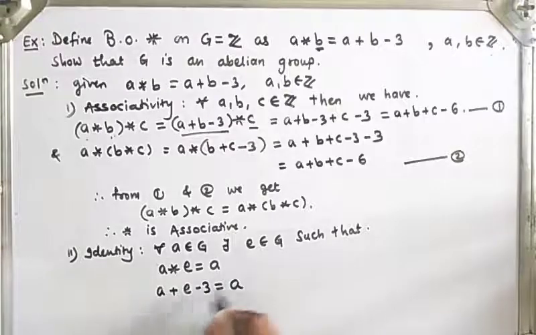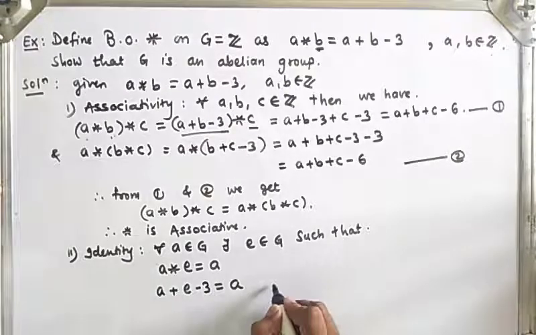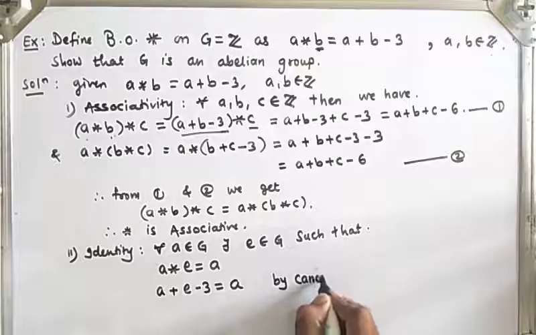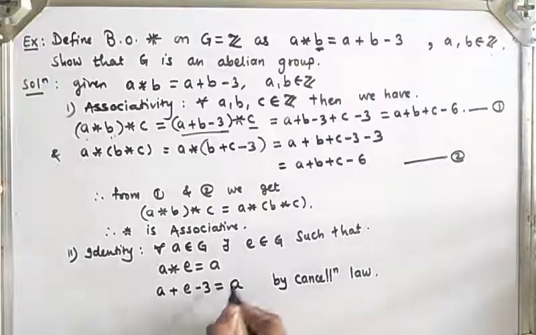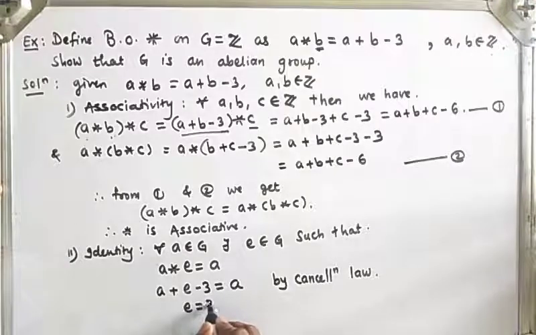By the cancellation law, a will be cancelled. So finally we get e is equal to 3, which is the identity element.